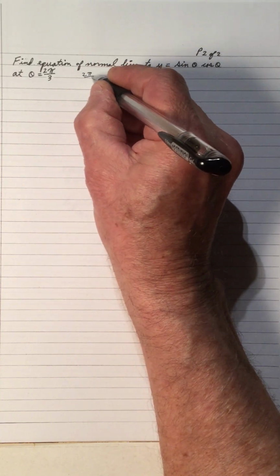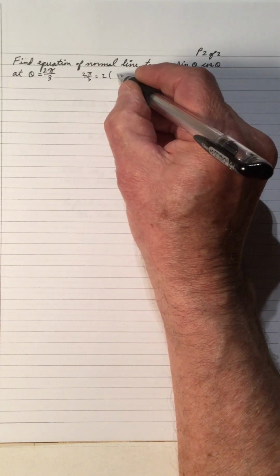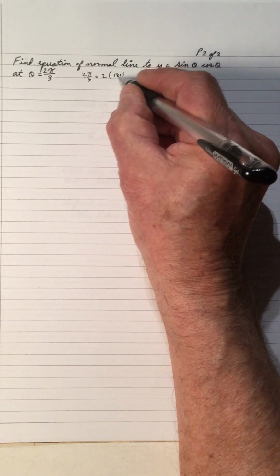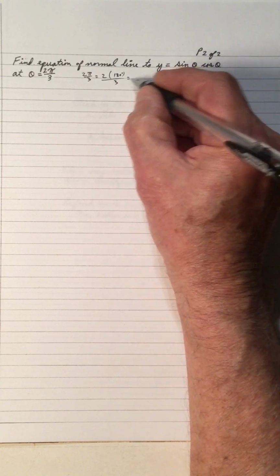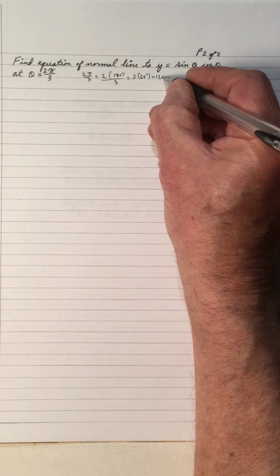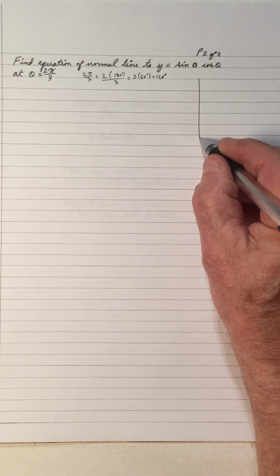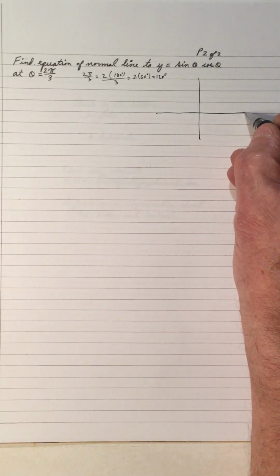2 pi over 3, and I like to equate it, instead of in radians, I like to look at that in degrees. So 3 into 180 is 60. 2 times 60, so we have a 120 degree angle. So let's draw a circle and plot a 120 degree angle.